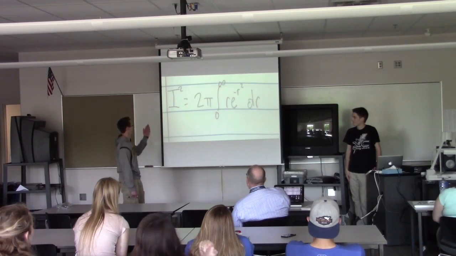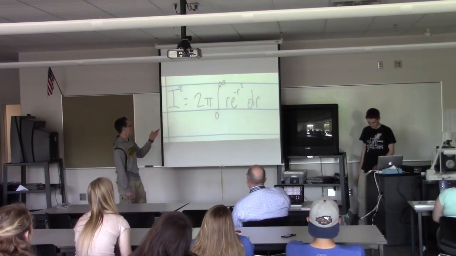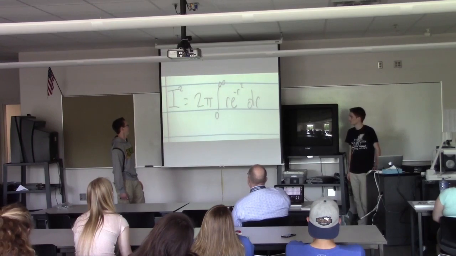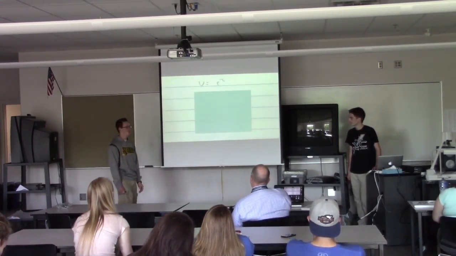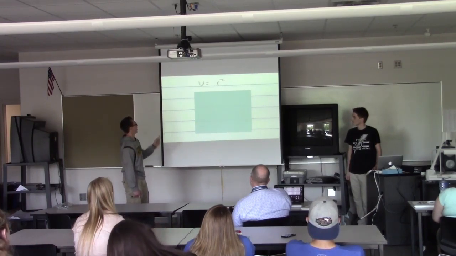Back to our original integral: I squared equals 2 pi times the integral from 0 to infinity of r e to the negative r squared dr. So now we're going to use substitution to solve. We're going to set u equal to r squared.